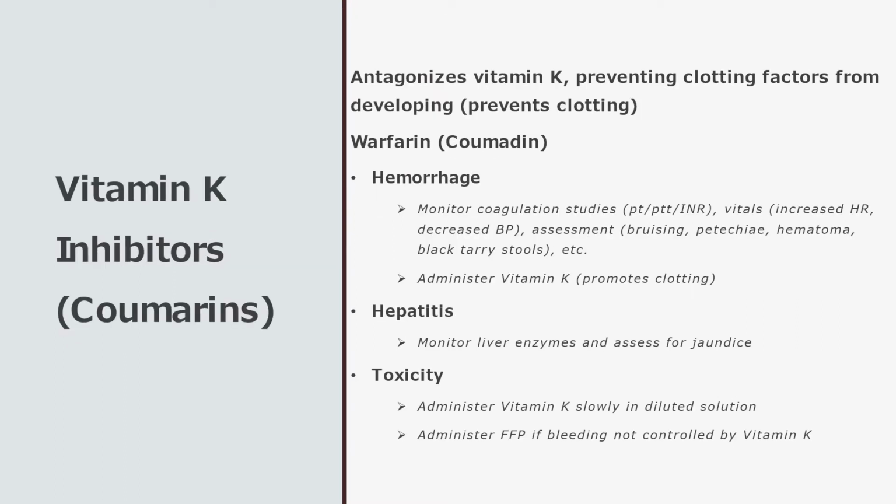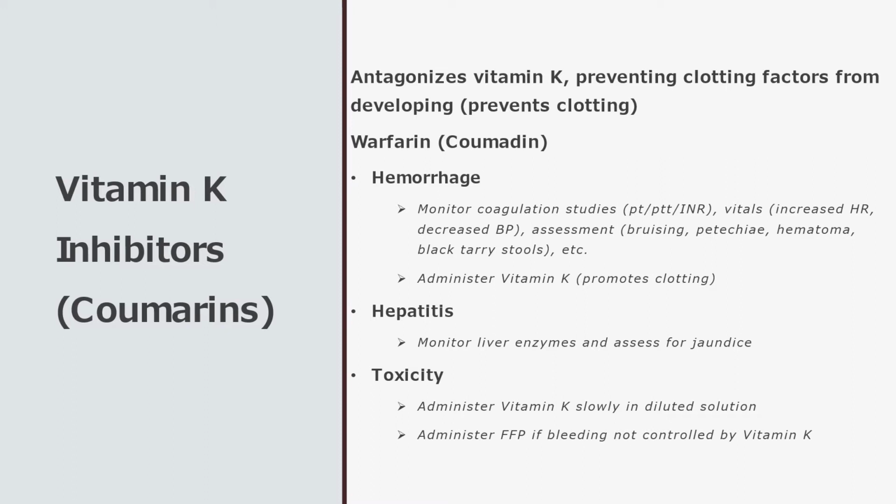The next classification is going to be your vitamin K inhibitors. These are going to be your coumarins. So these are going to antagonize vitamin K, which is a clotting factor. So then therefore it is preventing clotting factors from developing and therefore preventing clotting. And so if you prevent clotting, then you're not going to clot. So warfarin, also called Coumadin, is the brand name, but your generic here is the warfarin.